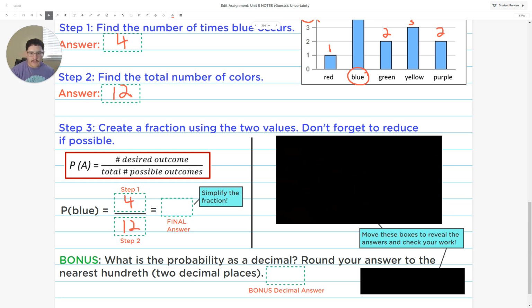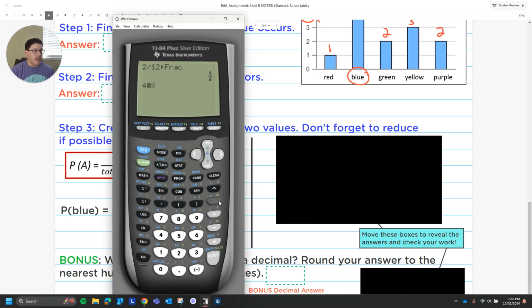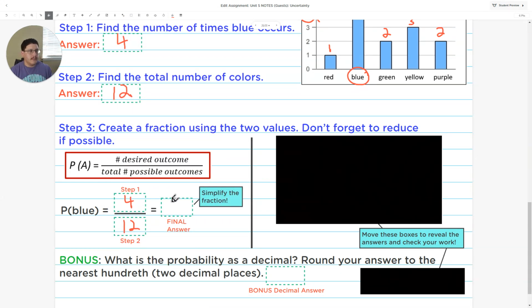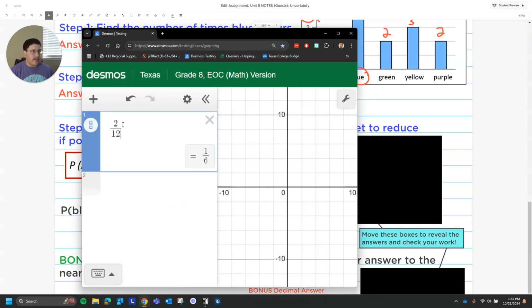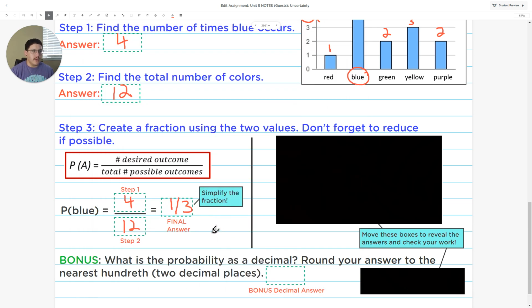We're going to check to see if it reduces on the calculator. 4 divided by 12. Math, enter, enter. And it'll reduce to 1/3. And if you want to use Desmos, just type it in. Make sure this little bubble is clicked for the fraction. 1/3 is our reduced form.